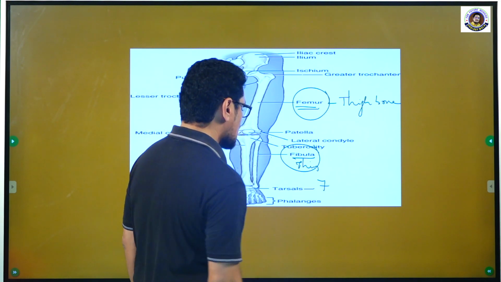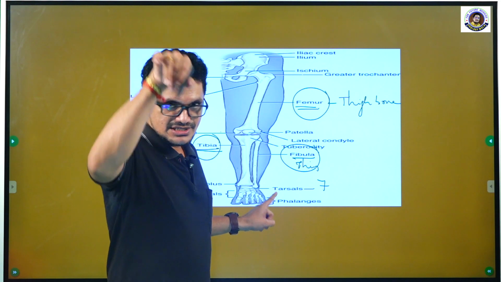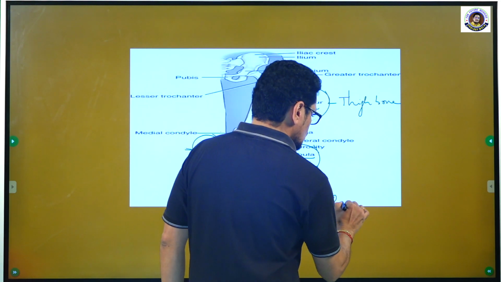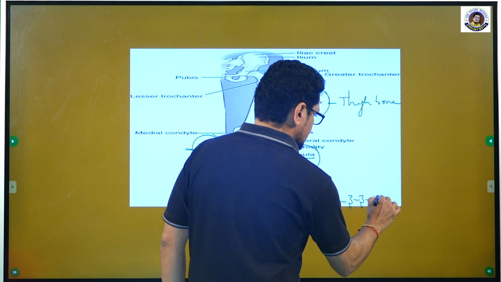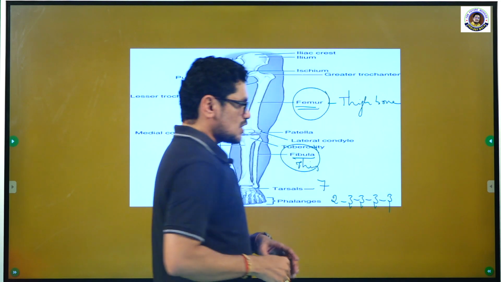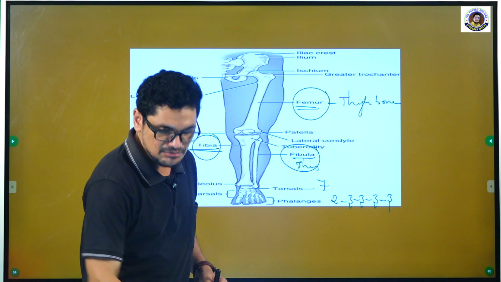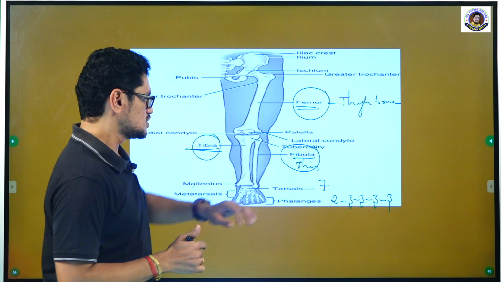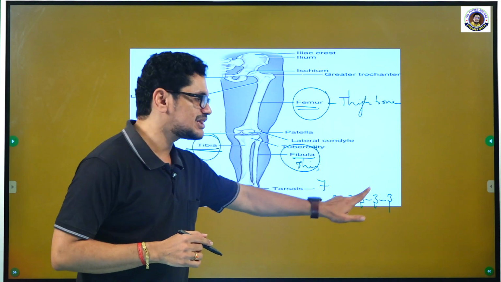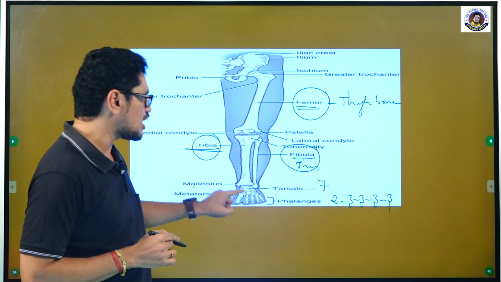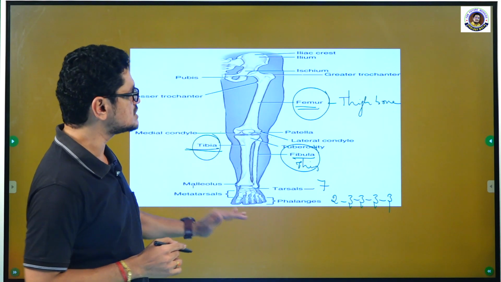So 7 tarsals are present, and the phalanges are the same, something like the upper limbs: 2, double 3, double 3. So how many bones are present in the fingers? Same like that, the number of bones present in the toes also. So 7 tarsals here, and 2, double 3, double 3 is the digital formula present in the phalanges. So how many bones are there?